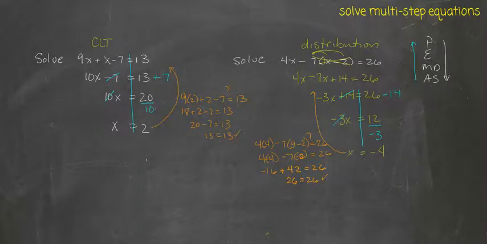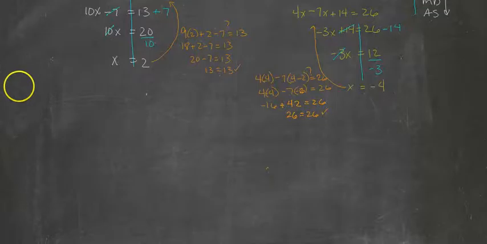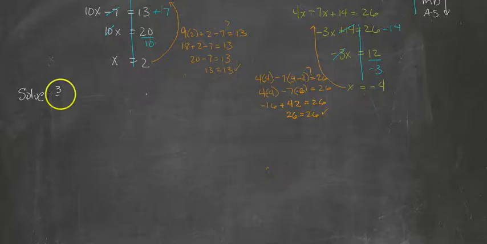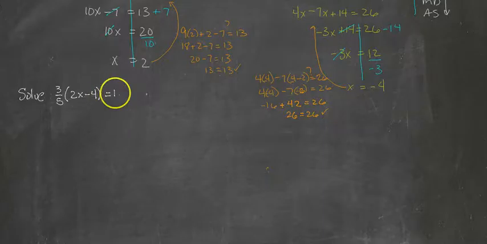Let's do one more. It's a little bit tricky. And then I'll let you practice some of your own. So solve 3/5 times 2x, the quantity 2x minus 4, equals 18.